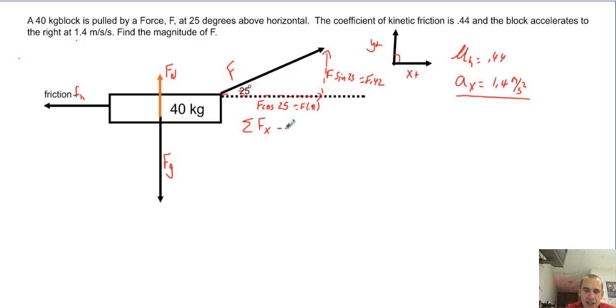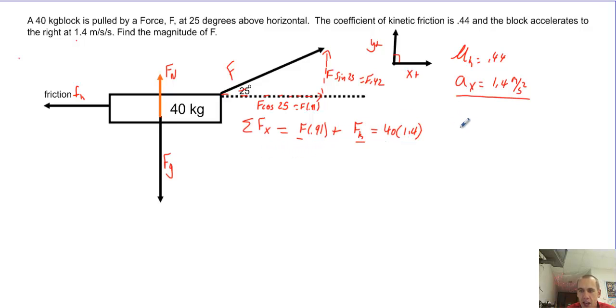The net force in x is equal to this force, F cosine 25, so F times 0.91, plus Fk, and that has to equal the mass times the acceleration. The mass is 40 kilograms. The acceleration in x is 1.4 meters per second per second. Okay, so I have that information, but now I'm stuck because here's a force that I don't know, here's a force that I don't know, and here's 40 times 1.4. That is a number I can deal with.